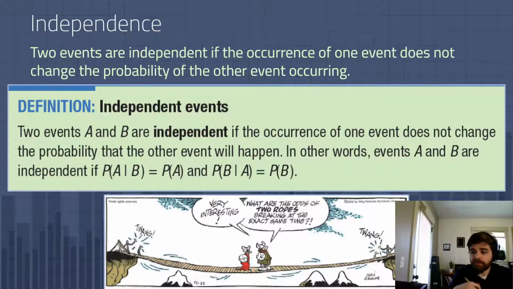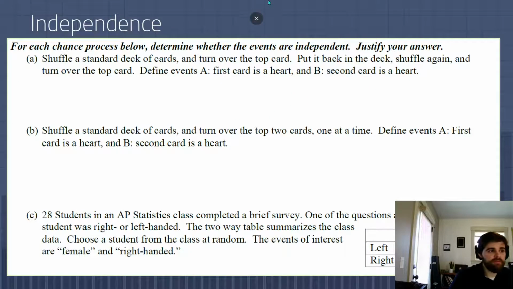Not all probabilities are completely separated. A lot of times, when one event happens, it changes the likelihood of another event happening. For example, looking at this comic here, what are the odds of two ropes breaking at the same time? Well, he seems astonished by this, but it's because he's assuming that those two things are independent. When one rope breaks, it puts a lot of extra strain on the other ropes. So once one rope breaks, another one is more likely to break as well. So when we think about independence, we always want to ask ourselves when we're starting a probability problem if two events are independent or not.